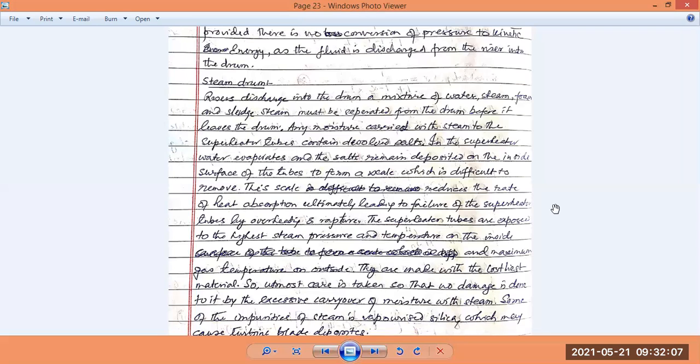At the same time, these deposits go on increasing, and it carries so much heat inside. It will ultimately have a tendency to rupture the wall itself. And when that is done, its maintenance is costly and time consuming and requires stoppage of the whole plant itself.